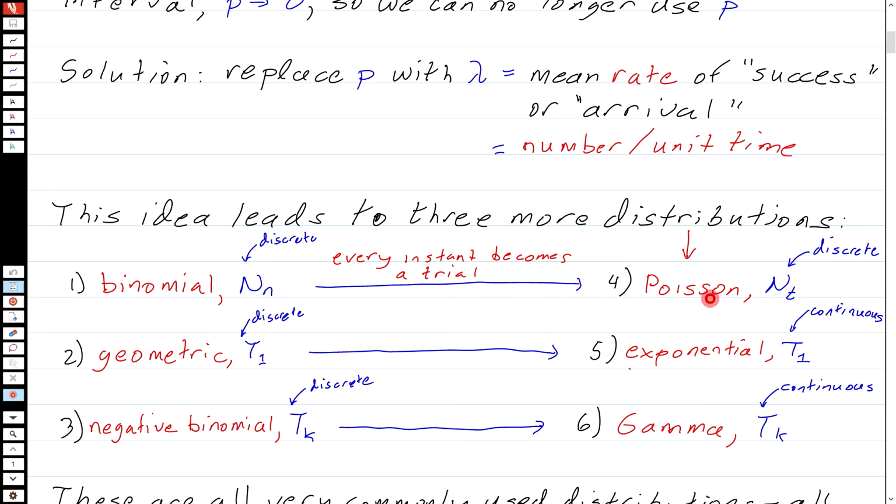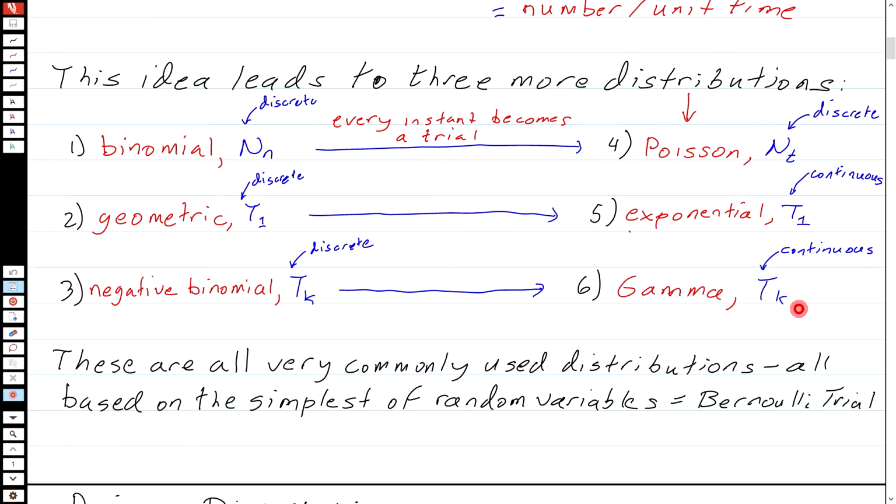Poisson is still the number of successes in time interval t, so it is also discrete. Exponential is going to be, now that time is measured continuously, the time to the first success or to the next success, and gamma is going to be the time to the kth success. Okay, and those last two, as I said, are continuous.